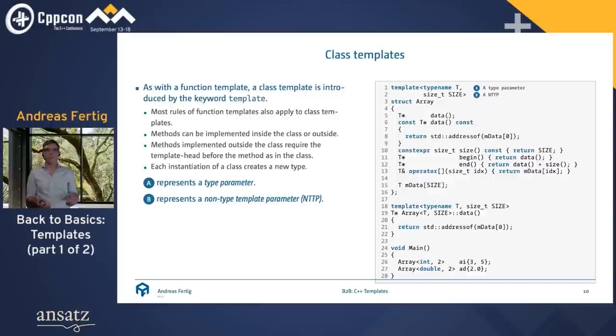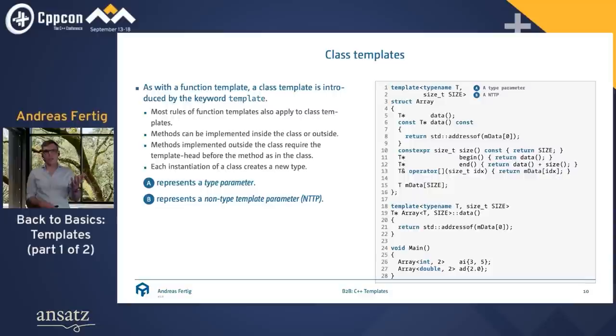So in my case here, I have this array struct. It is a class template. It takes two parameters, a typename T and a size_t called Size. The first one is once again a type parameter. The second one is a non-type template parameter. What this models is what you're finding in the standard, which is called std::array. It's just a stripped-down version of it, but it roughly does the same thing.